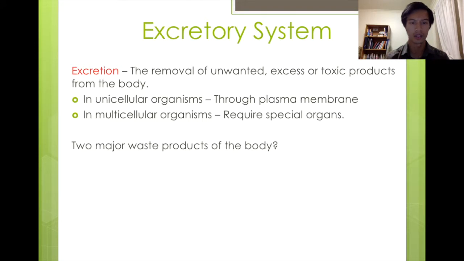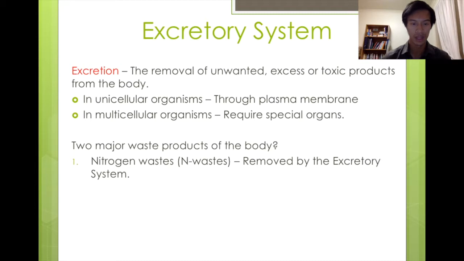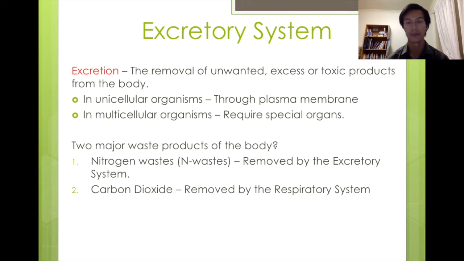Okay, there are two major waste products in the body. Well, actually, there's probably more than two, but these are the main ones on a cellular level that each one of your cells needs to remove. The first is what we call nitrogen waste or nitrogenous waste. These wastes are any leftover protein from amino acids, and they're removed by your excretory system. And the second one is carbon dioxide, which is removed by the respiratory system.